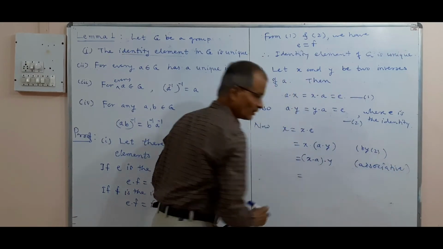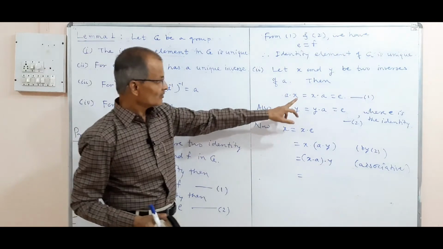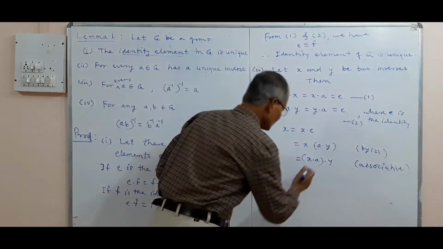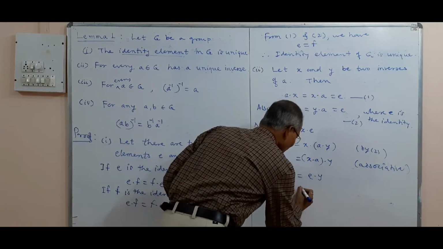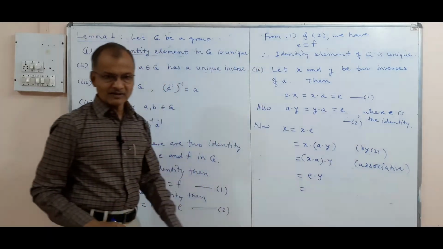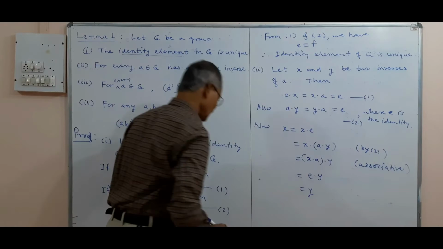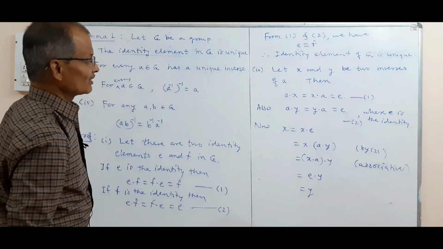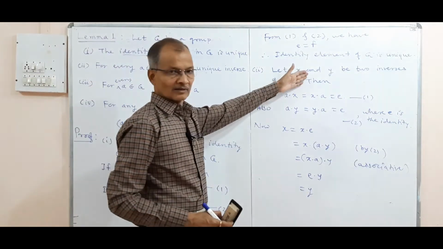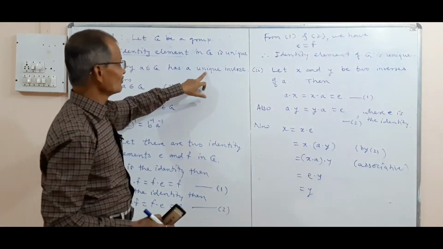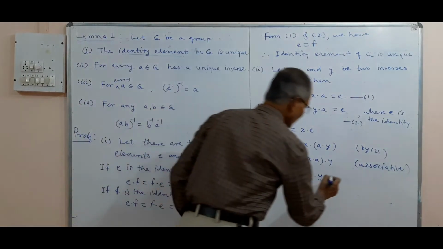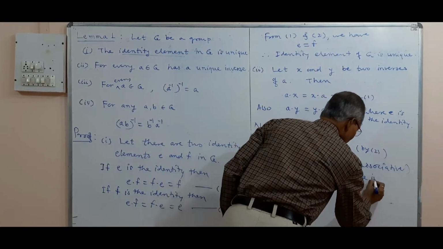Further, what is X into A? X into A is, you see, E. So therefore this is E into Y. And by the definition of identity, E into Y is again Y. And thus X is equal to Y, and therefore the two inverses are the same. That means the inverse is unique. So this shows that the inverse is unique.